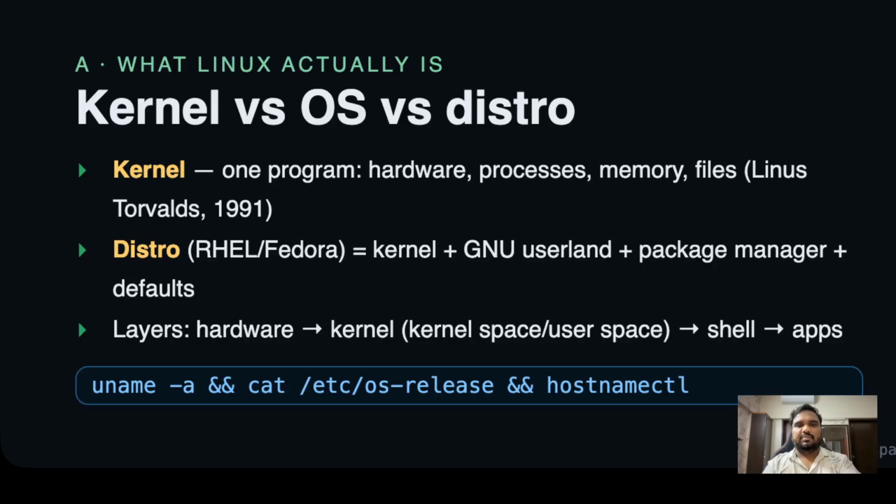So let's break it down. uname -a gives you the kernel version. /etc/os-release tells you the distro and version. hostnamectl summarizes both, plus the machine's identity, in one place. It's your new go-to command for what am I actually running.